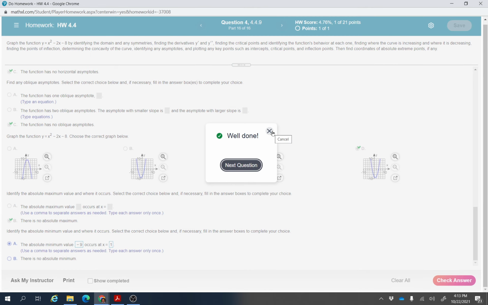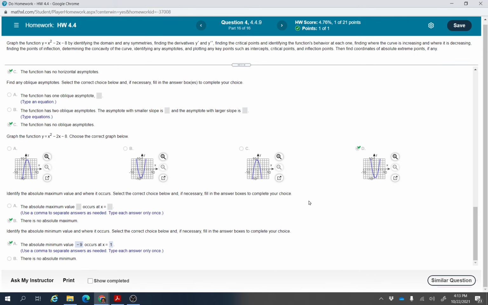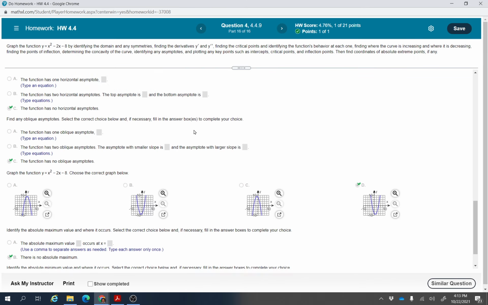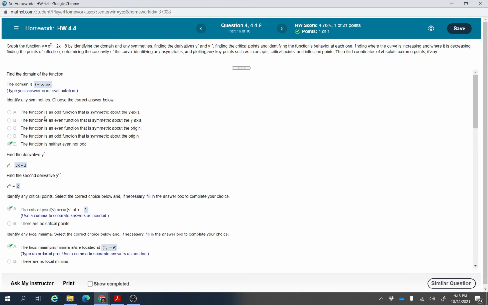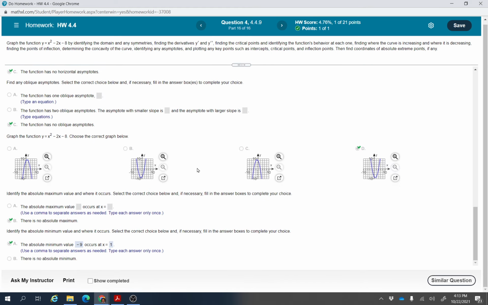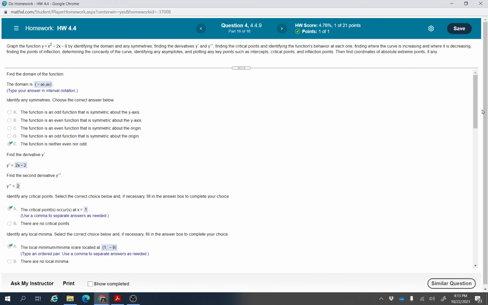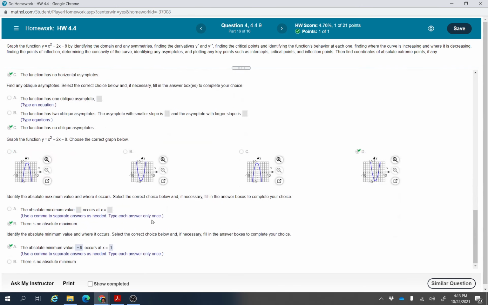Okay, so we are done. These are the steps we need to follow, and whenever you do this problem, they give you step by step questions. You just have to answer those questions, and finally you have to choose a graph from the options.